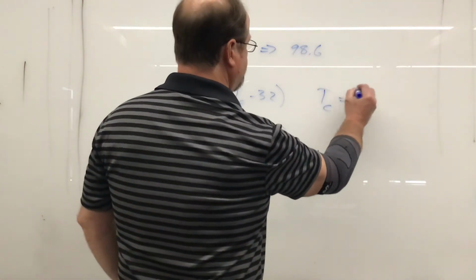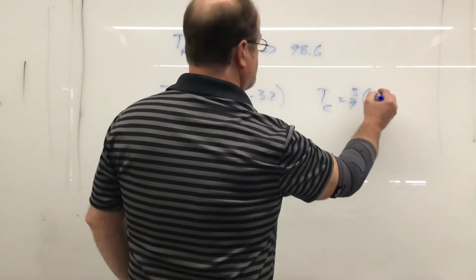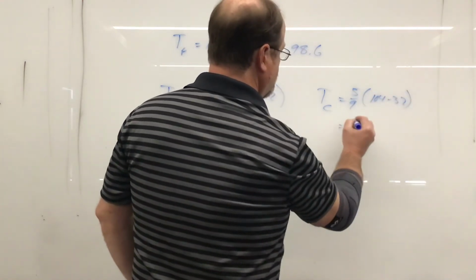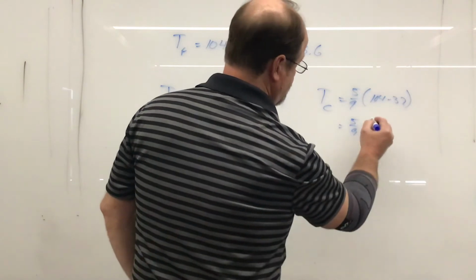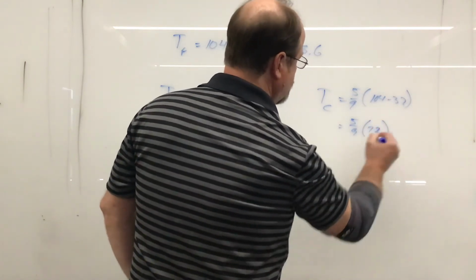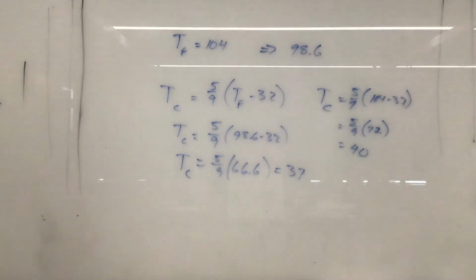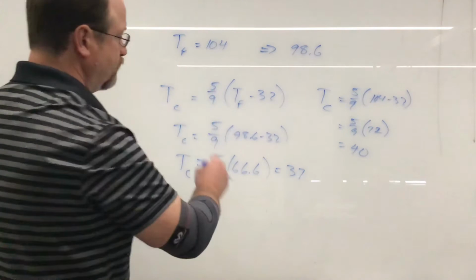Well, you can put in here 5/9 times the temperature in Fahrenheit of 104 minus 32. It's 5/9 of 72, and that's 40. Okay. So a difference of only 3 degrees there, whereas we're talking about, whoa, that's a big fever, 104.